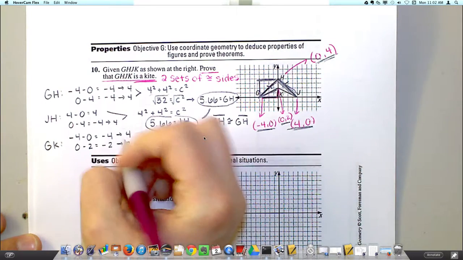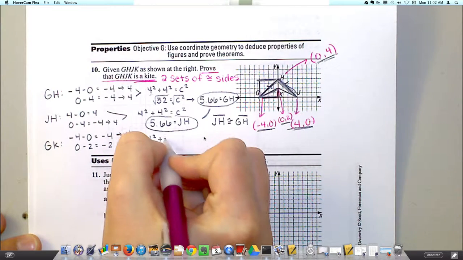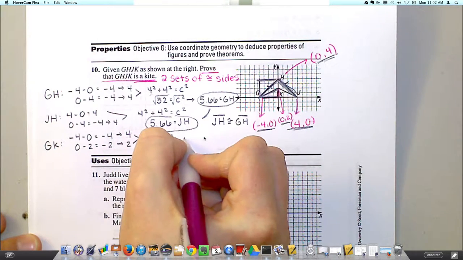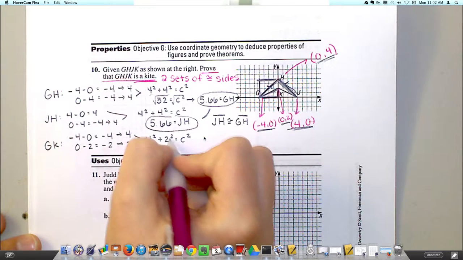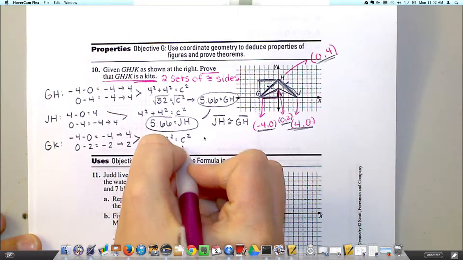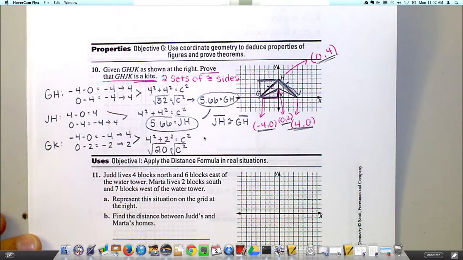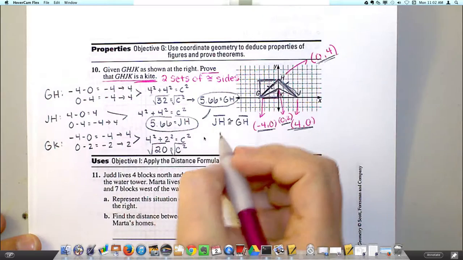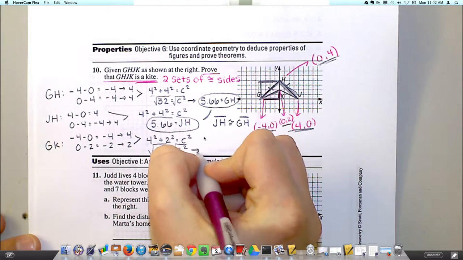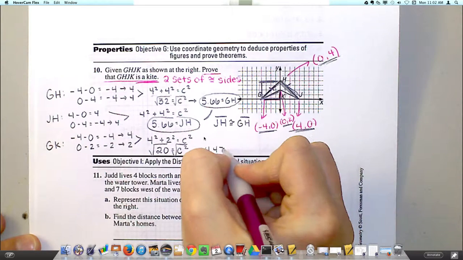Okay, so I'm going to take these two, plug them into Pythag. 4 squared plus 2 squared equals c squared. That's 16 and 4, so that's 20 equals c squared. Take a square root, and I get 4.47. And that's my length of GK.